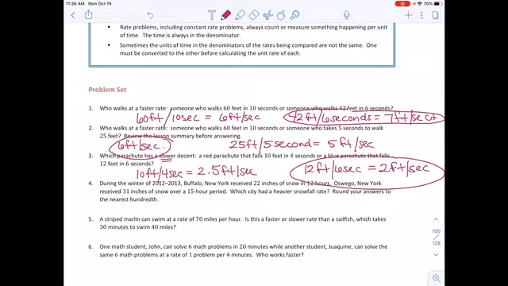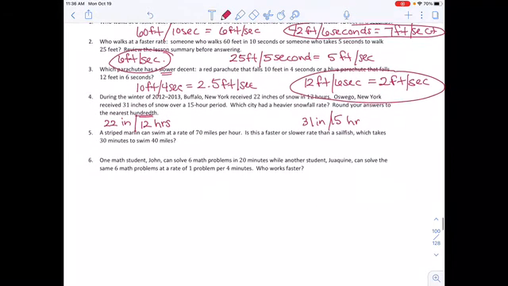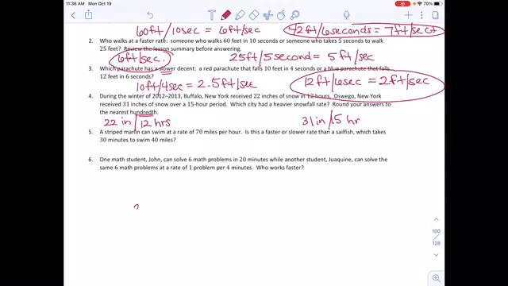Number 4, during the winter of 2012 to 2013, Buffalo, New York received 22 inches of snow in 12 hours. 22 inches per 12 hours. Oswego, New York received 31 inches of snow in 15 hours. Which city had a heavier snowfall rate? Round your answer to the nearest hundredth. Okay, so I'm going to do that below.